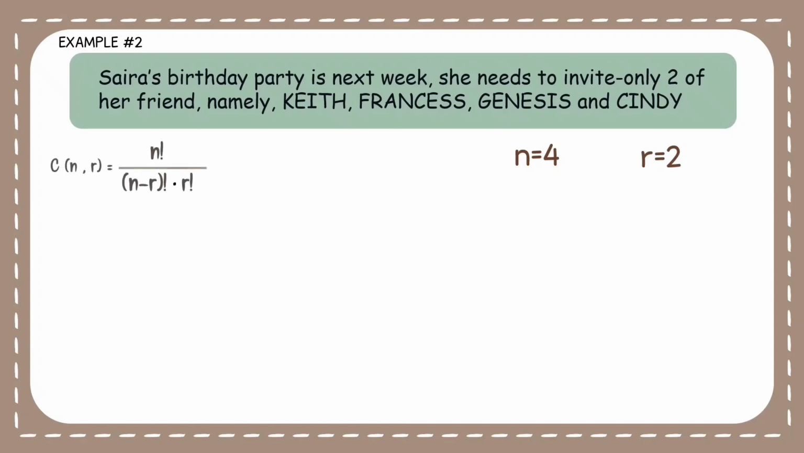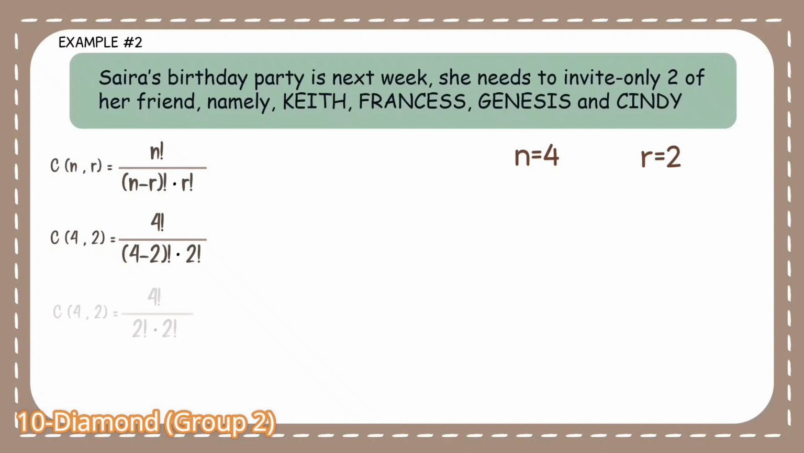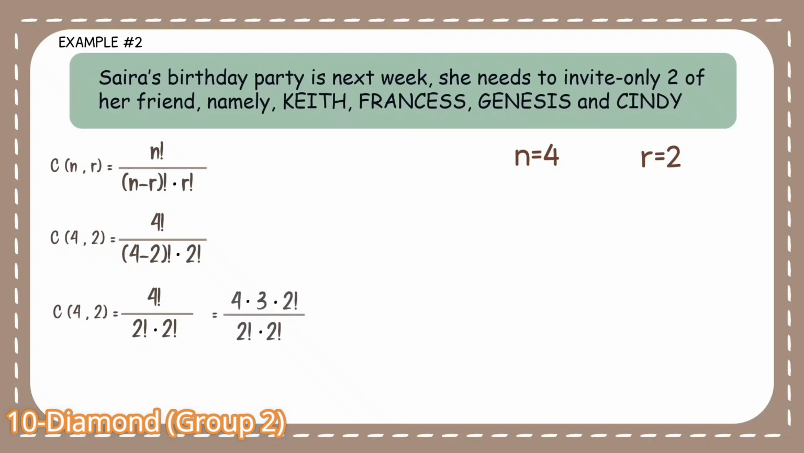Given the formula, combination of n, r is equal to n factorial over quantity n minus r factorial multiplied by r factorial. After that, we can now substitute the given values. So we have combination of 4, 2 is equal to 4 factorial over quantity 4 minus 2 factorial times 2 factorial. By simplifying the equation, 4 minus 2 is equal to 2. We can write our numerator 4 factorial in the form of 4 times 3 times 2 factorial so that we can cancel 2 factorial on both numerator and denominator.